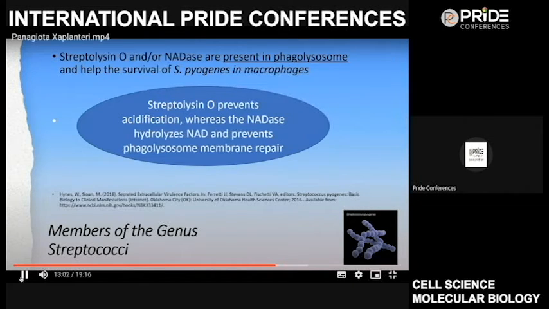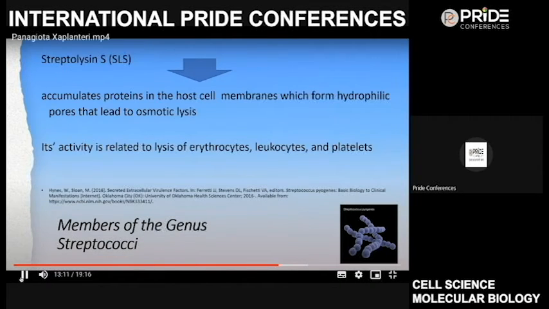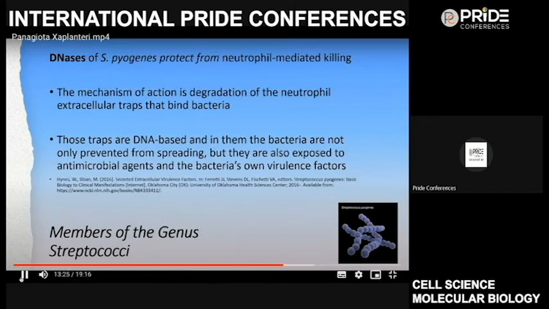Streptolysin O prevents acidification, whereas NAD glycohydrolase hydrolyzes NAD. Streptolysin S accumulates proteins in the host cell membranes, which form hydrolytic pores that lead to cell lysis, an activity related to lysis of lymphocytes, leukocytes, and platelets. Next is DNase of Streptococcus pyogenes, whose mechanism of action is the degradation of the extracellular nucleic acid matrix.